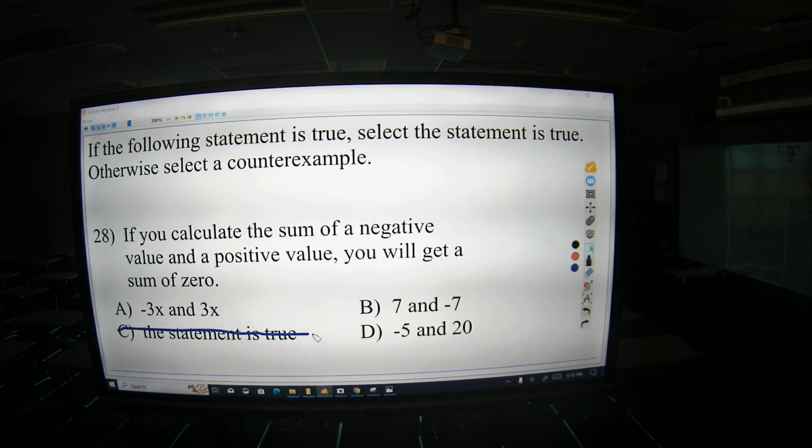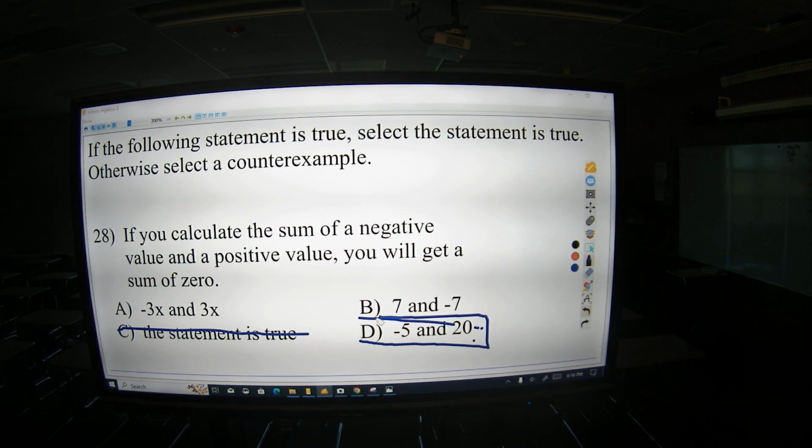But maybe if you weren't sure whether it was true or not, then you could start to analyze the responses that you could possibly put. 7 plus negative 7, that's 0. And negative 3x plus 3x, that's also 0. So these are obviously examples of that. Maybe that doesn't tell us anything, but now you can look at D and say, wait a second, negative 5 plus 20, that's 15. And that's definitely not 0. So this is your counterexample here.